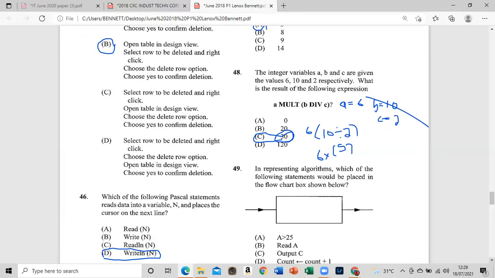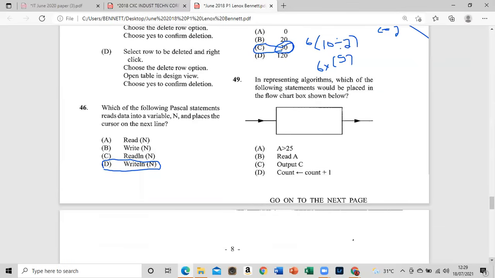All right. So 49 says, in representing an algorithm, which of the following statements should be placed in the flowchart box shown below? Is it A, greater than 5? Is it B, read A? Or is it C, output C? Or is it D, count plus 1? So what's the answer for that, guys?